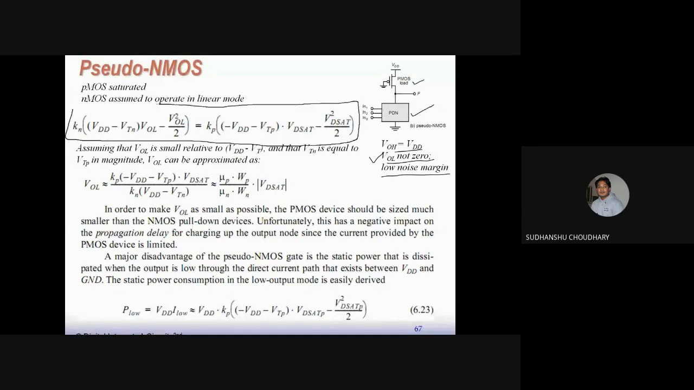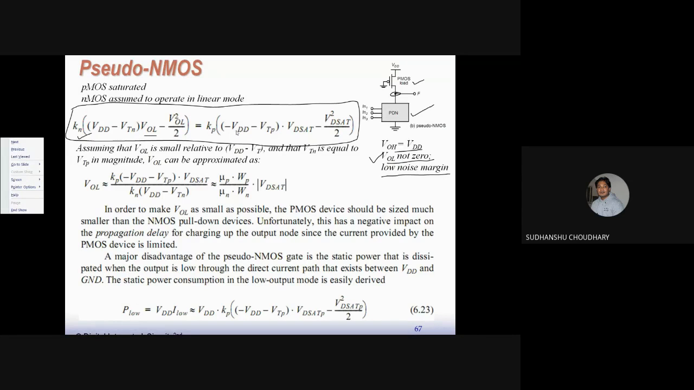Here you have simply equated the current. This is the current for NMOS in the active or linear region, where we have replaced this VDS, which is the output appearing here, that is VD, by VOL. And for PMOS, we write the current equation in saturation and equate them.